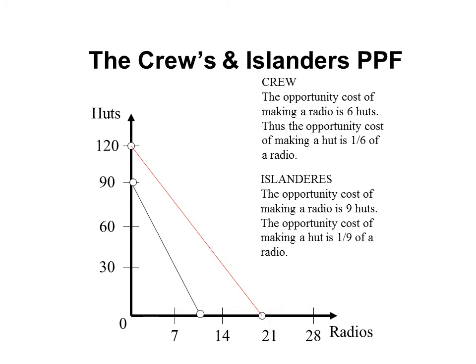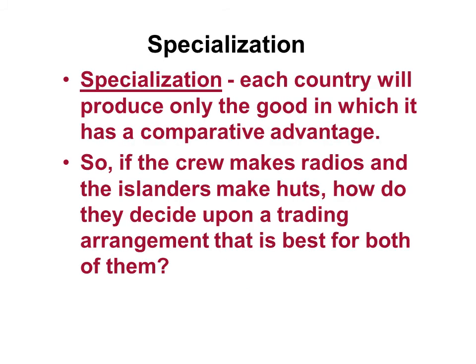The last part of this puzzle is important. How many huts will the crew receive for each radio? How many radios will the islanders receive for each hut? So each country will produce the product in which it has the comparative advantage, but there's still a question that remains. We know the crew will make radios, the islanders will make huts. How do they come to some arrangement on a situation which is beneficial for both of them?